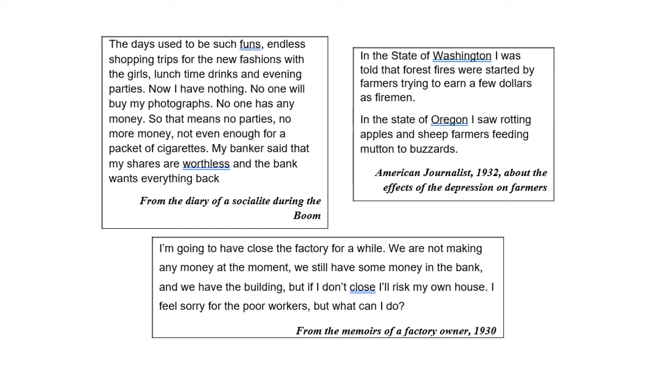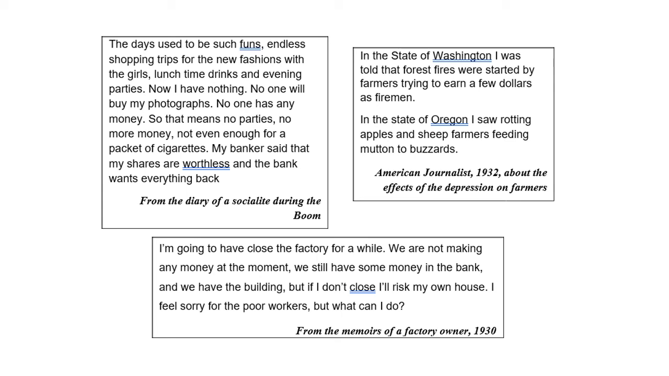Now, the American journalists. In the state of Washington, I was told that forest fires were started by farmers trying to earn a few dollars as firemen. In the state of Oregon, I saw rotting apples and sheep farmers feeding mutton to buzzards.